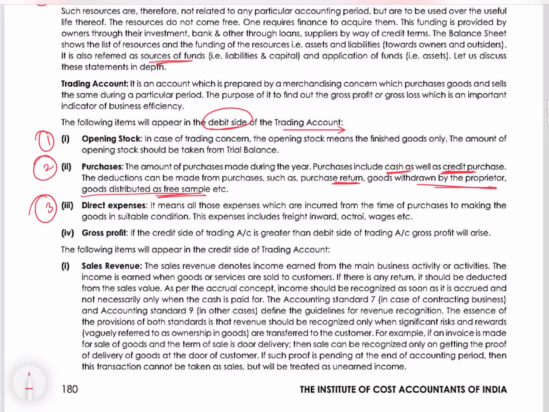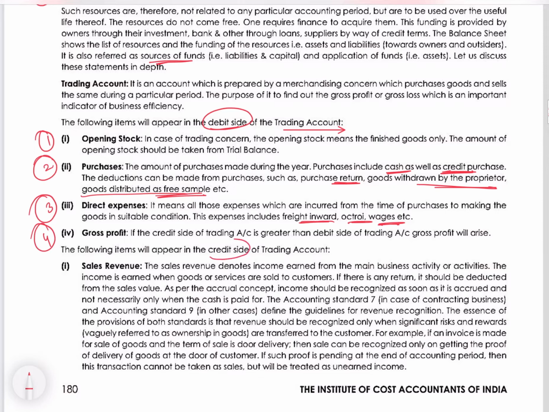Third is the direct expenses. Direct expenses are those expenses which are incurred specifically for the purchases, at the time of purchases. So it includes freight, octroi, wages, which we incur, which have a direct relation to the purchases and which are mandatory for purchases. Okay. And these are the debit side items. If the business is making a profit, then you will see gross profit on the debit side.